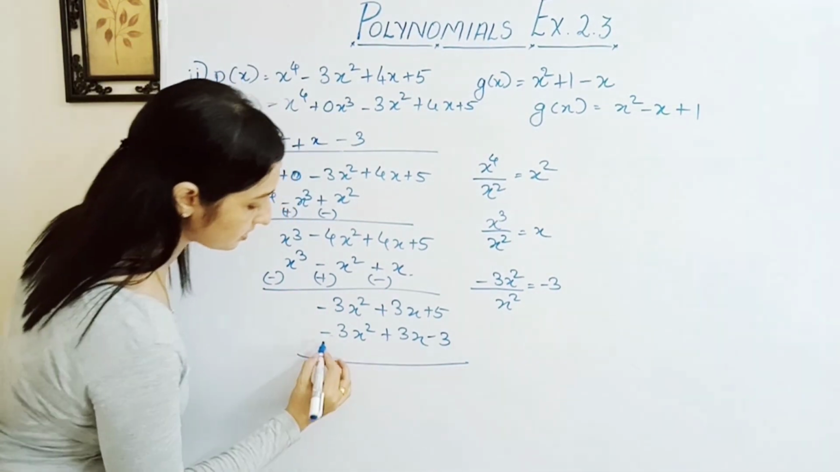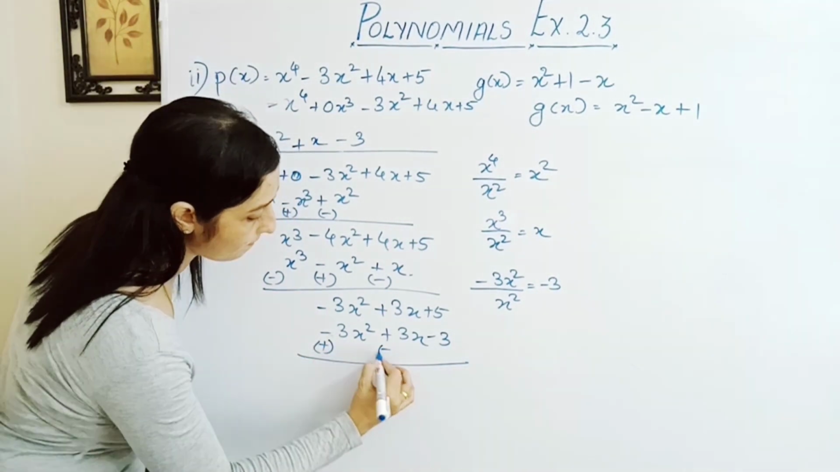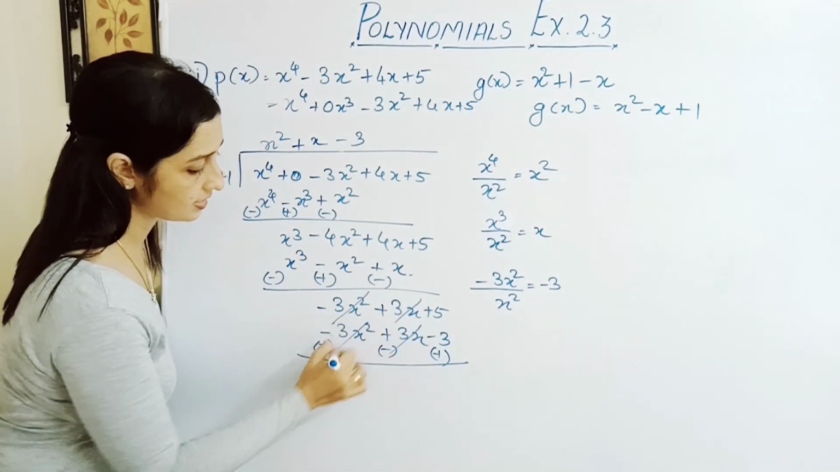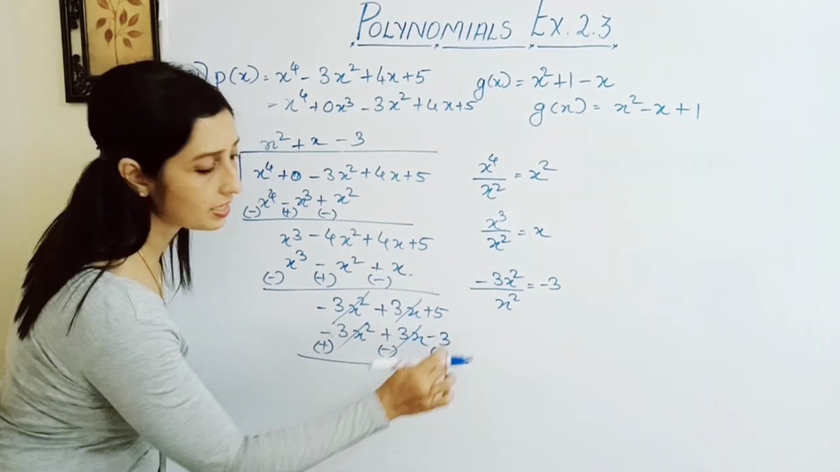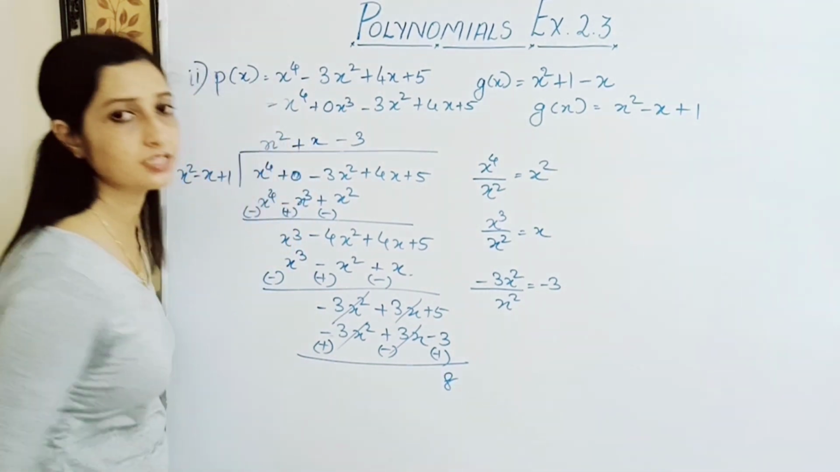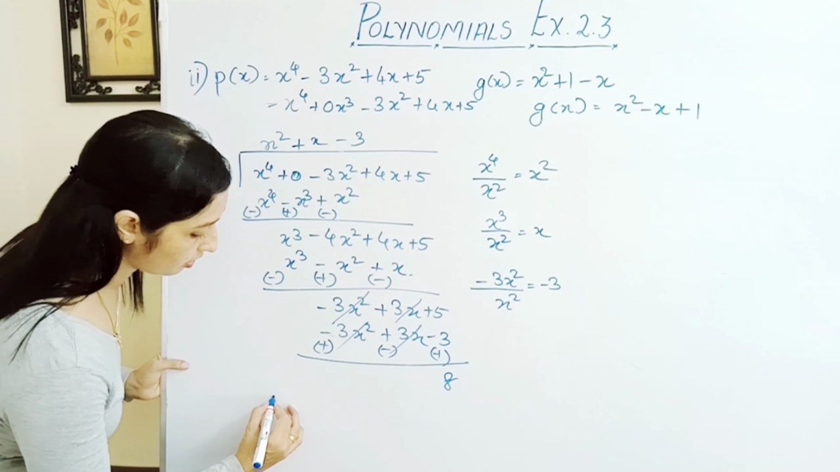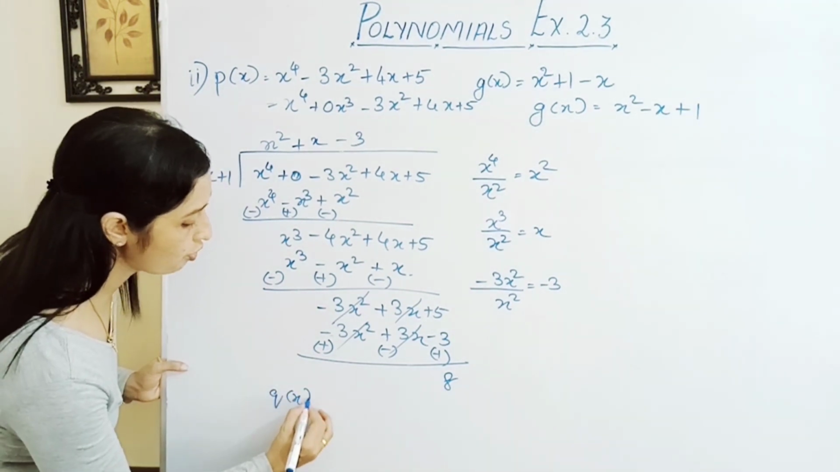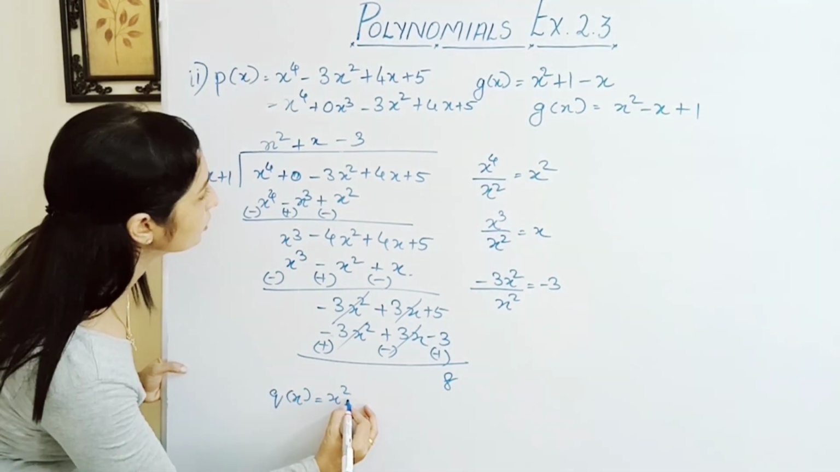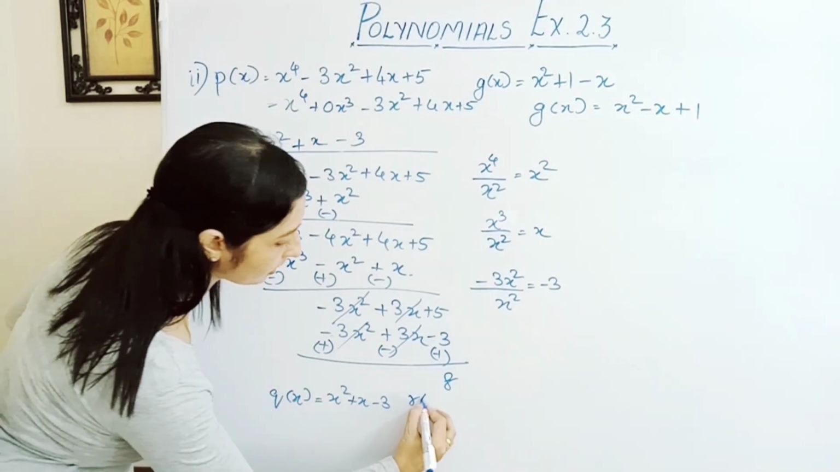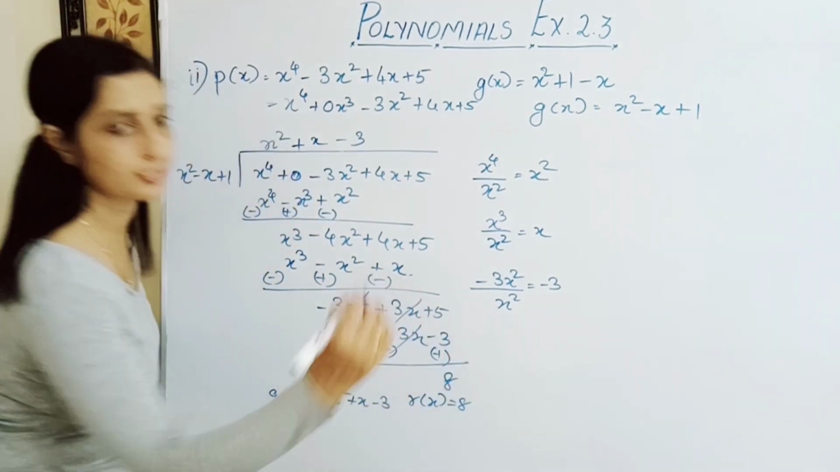Now let's reverse the signs. This becomes plus, minus, plus. So this gets cancelled, this gets cancelled. What is remaining? 5 plus 3, which is 8. So what have we got as a remainder? 8. So our quotient q of x is equal to x square plus x minus 3, and the remainder is 8.